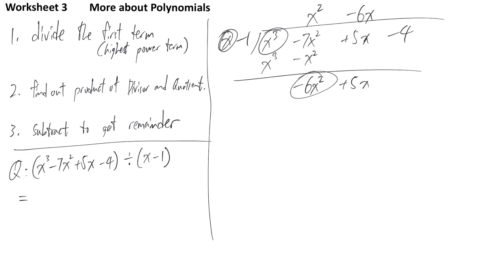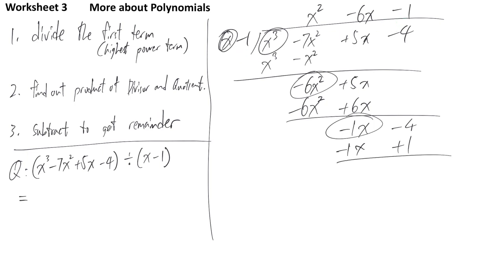Negative 6x is the quotient, and then negative 6x times x, negative 6x squared, negative 6x times negative 1, we got positive 6x. And then subtraction again, 5 minus 6, we got negative 1x, or just negative x. That means negative 1x divided by x, we got negative 1 here. And then negative 1 times negative 1, we got positive 1. So we have the remainder, which is negative 5.